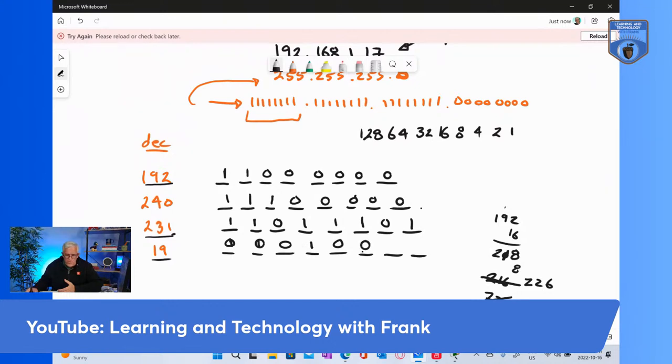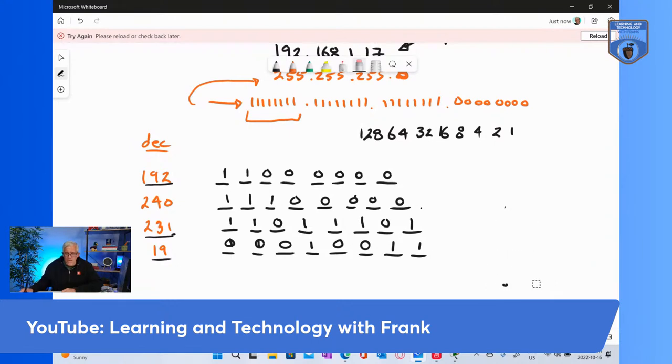It's too much. I don't need it. Do I need the 2? Yep, because that'll bring me up to 18, and then the 1. So here is the binary equivalent of 19. I kind of find this fun to do. I probably should do it a little bit more because I did a little mathematical error there.